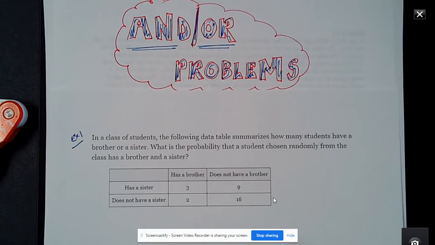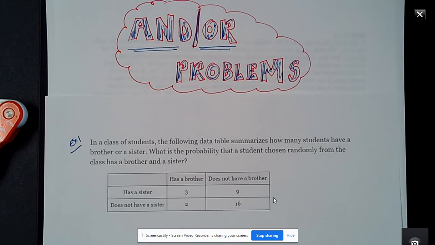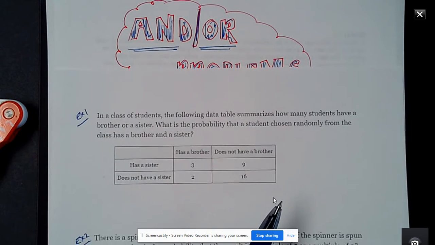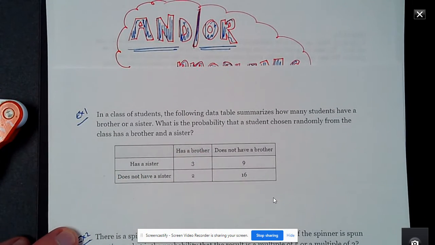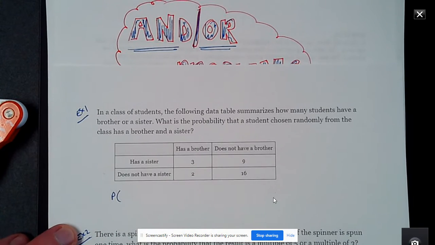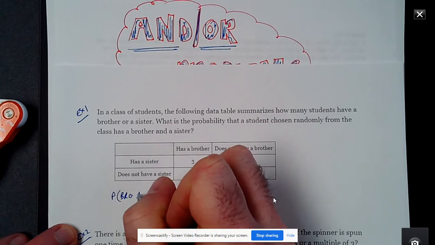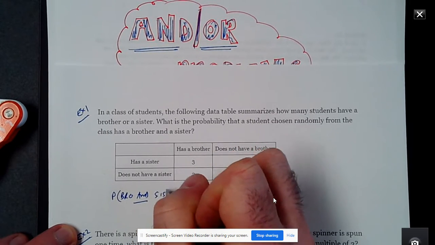Most of it is common sense, but let's have a look at the first example. You've got this class of students, and the following data summarizes how many students have a brother or a sister. What is the probability that a student chosen from the class has a brother and a sister? Remember, whenever you're doing probability, it's always the number of successes over the total number of possible outcomes. We're trying to find the probability that we've got a brother and a sister.